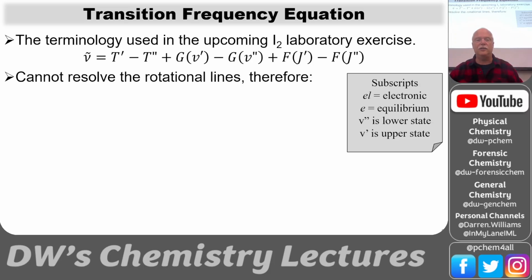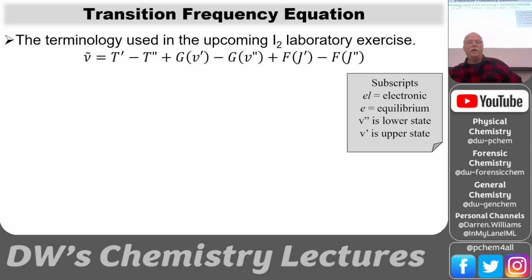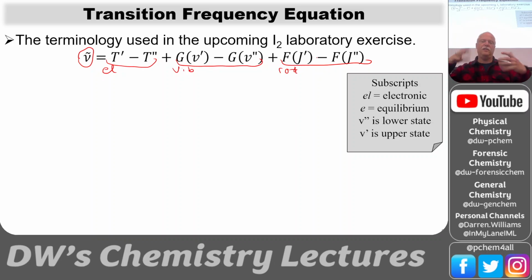Before we get there, let's look at the transition equation. So this transition that we see in the spectrometer, this is the frequency that's being absorbed, and it has the electronic energy differences, it has the vibrational energy differences, and the rotational energy differences. Now we've done transition equations over and over again. With rotation, it was just the rotational energy differences that we were interested in.